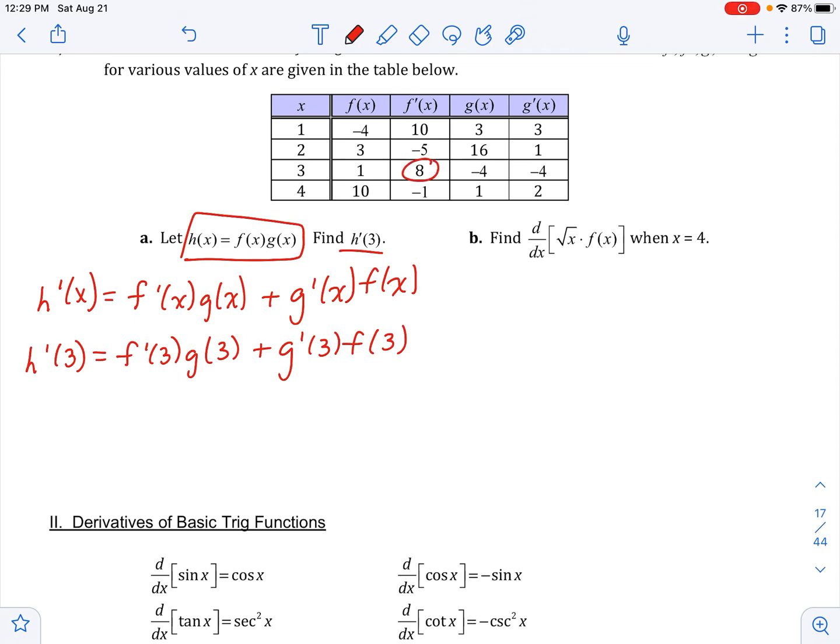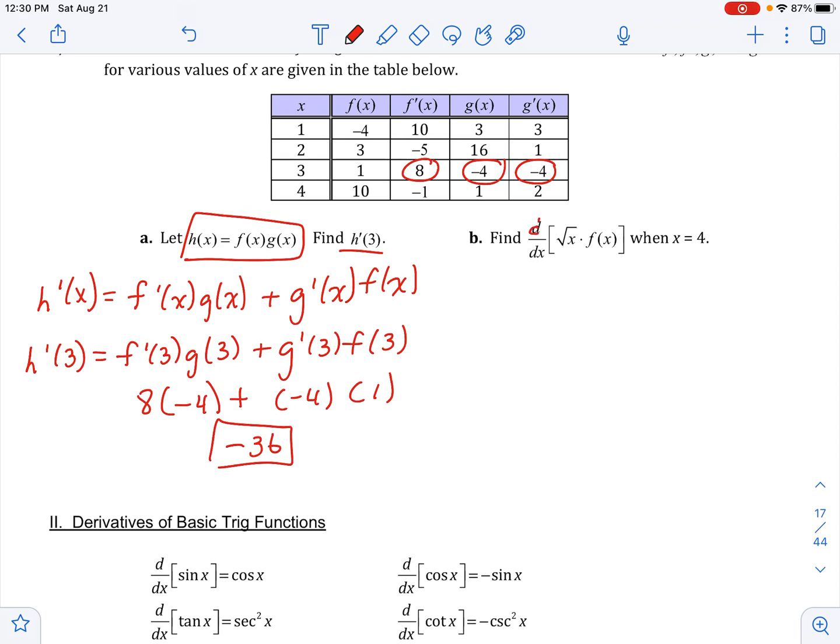So f prime of 3 looks like it is 8. g of 3 is -4. Plus g prime of 3 is -4. And then f of 3 is 1. And if you do the arithmetic, this gives me -36.